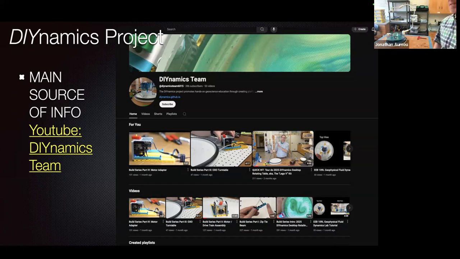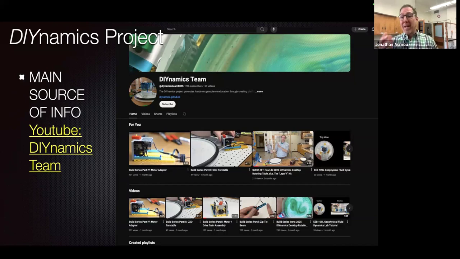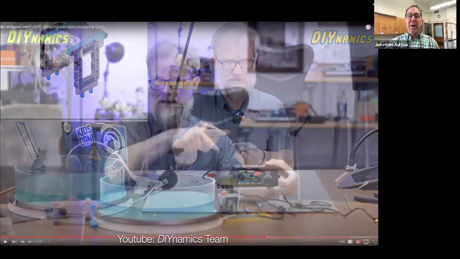This tank's off Amazon. There's a beaker. The cell phone's the most expensive piece of equipment. The motor is made by Lego, so you don't need it to be a Lego motor. It can be any motor you can come up with. If it'll rotate things, we give you directions on how to make our system.